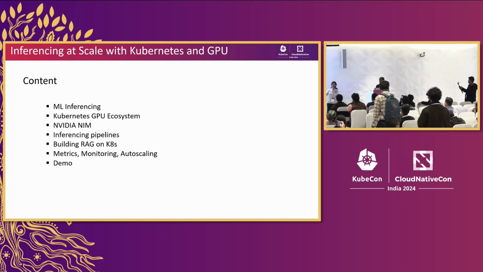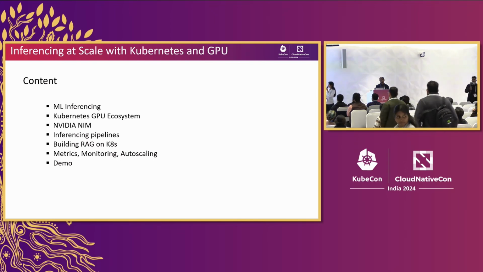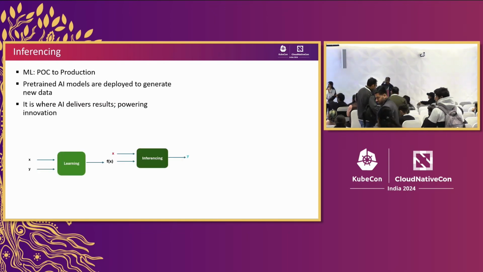Downloading an open source model and running it on a GPU and making it work is trivial. But when we want to host it in production, what are the challenges we face? So there we look at metrics, auto-scaling, monitoring, and a short demo of whatever we've spoken about so far.